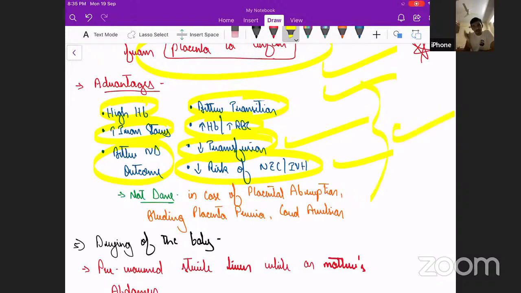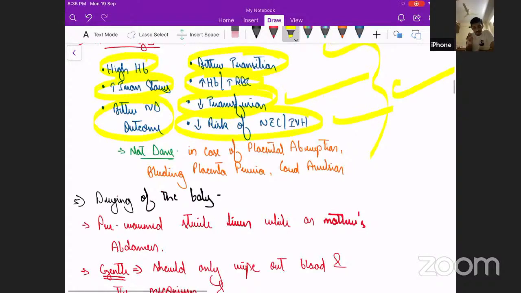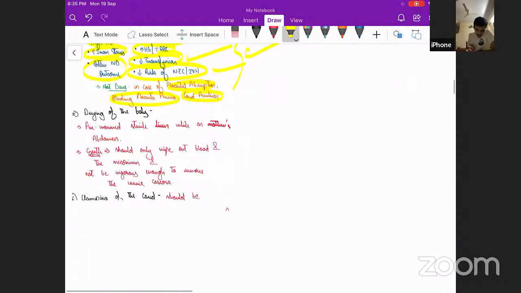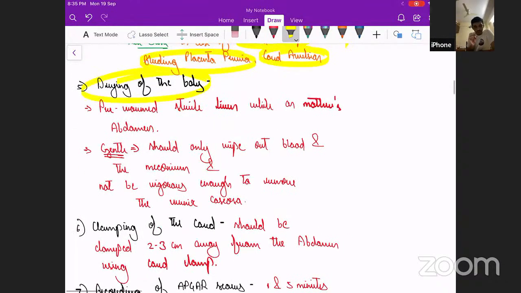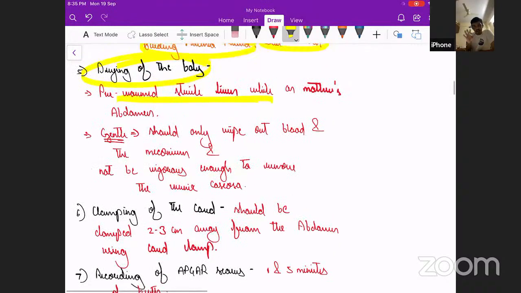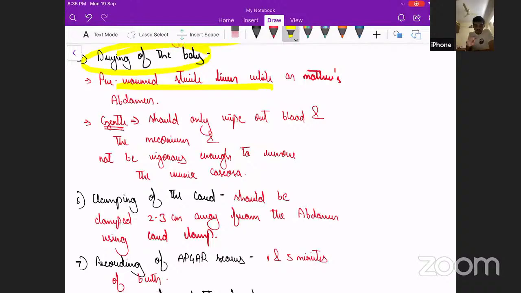So we'll always have to do delayed cord clamping. Where is it not done? In cases of placental abruption, bleeding placenta previa, or cord avulsion. These are the cases where it is not done, or else you'll always have to do delayed cord clamping. Next is drying of the baby. How do we dry the baby? As we have already discussed, to prevent hypothermia, we need to dry the baby with pre-warmed sterile linen clothes. This drying has to be done on mother's abdomen, because we'll have already done skin to skin contact. It shouldn't be wiped in a harsh way; we'll have to do it in a gentle manner.